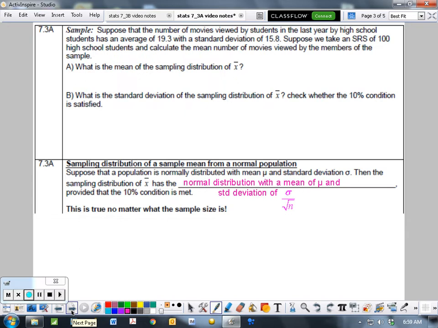So if our original population distribution was skewed, it's still going to have this information. Suppose that the number of movies viewed by high school students in the last year has an average of 19.3 movies with a standard deviation of 15.8. Suppose we were to take a simple random sample of 100 students and calculate the mean number of movies viewed by the members of the sample. What is the mean of the sampling distribution? By our rules, the mean of our sampling distribution should equal the mean of our population distribution, which is 19.3 movies.